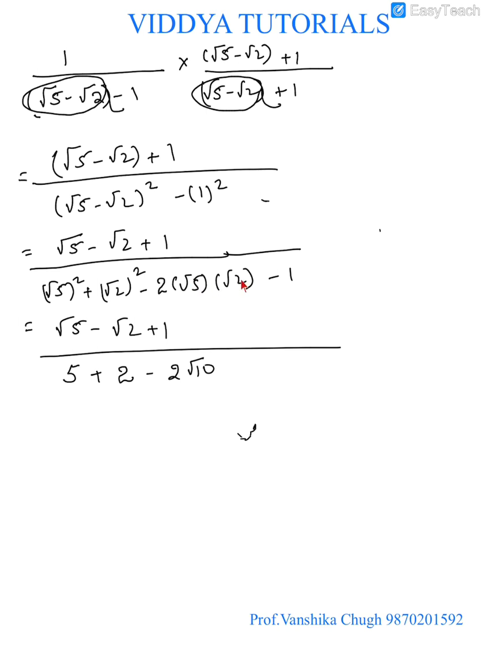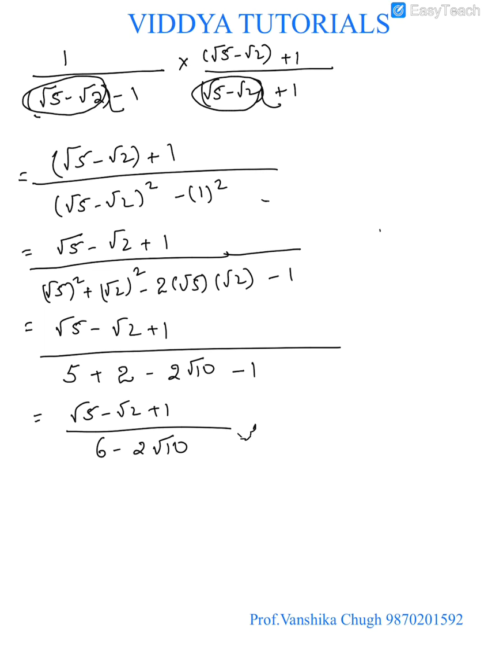You can multiply two numbers in the under root sign, but you cannot add two numbers in the under root sign if they are unlike terms. You can multiply unlike terms, but you cannot add them. Minus 1. Now you will simplify your like terms. So 5 plus 2 is 7. 7 minus 1 is 6. So I get 6 minus 2 root 10.